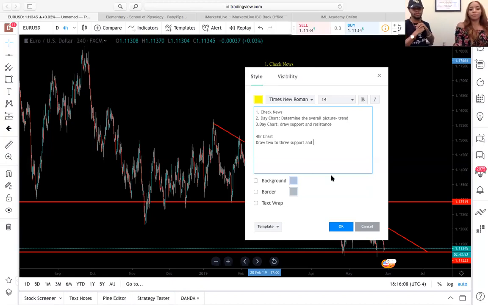Hey. Sorry, you guys. We had one of our one-on-one sessions check in with us, but we're back to it. So share our screen again. There you go. So on the 4-hour chart, you're going to draw 2 to 3 support and resistance lines on this 4-hour chart. And I'm going to type it. Draw 2 to 3 support.